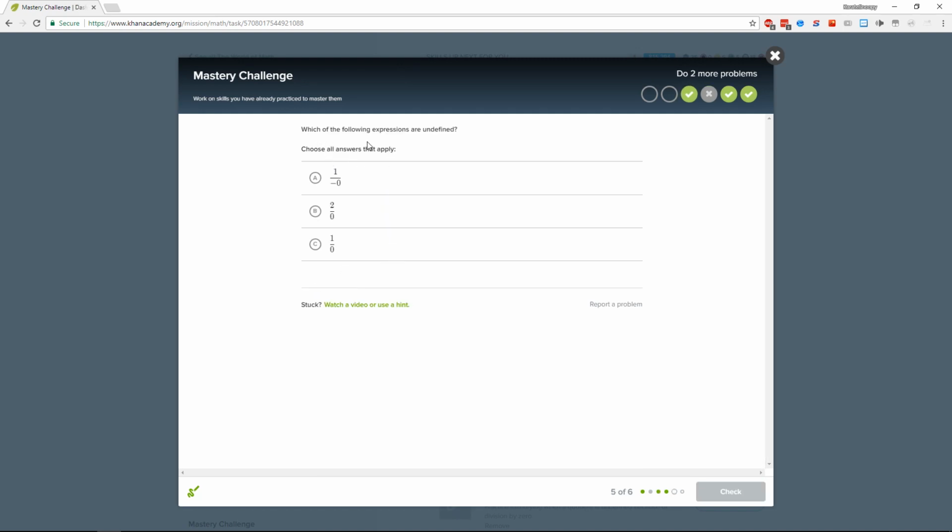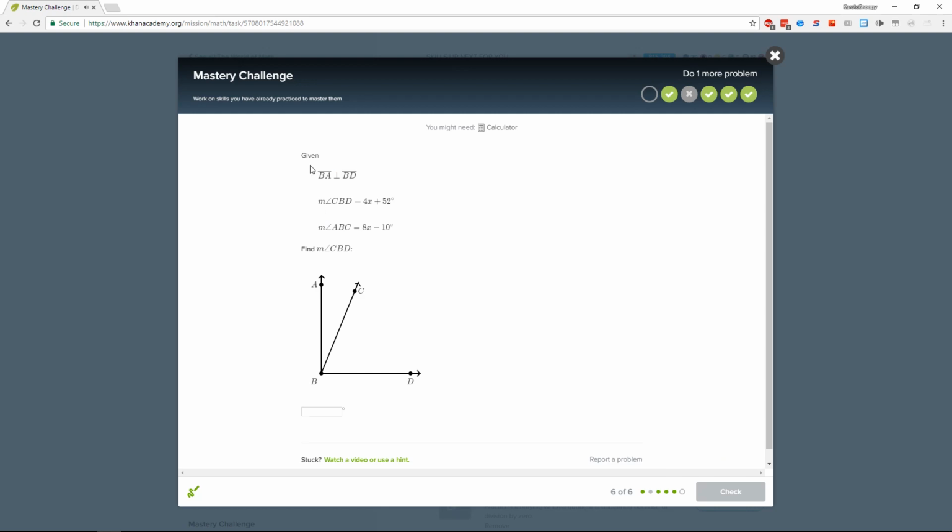Which of the following expressions are undefined? These are all undefined. Given that these two are perpendicular, CBD is this, ABC is this. Find CBD.